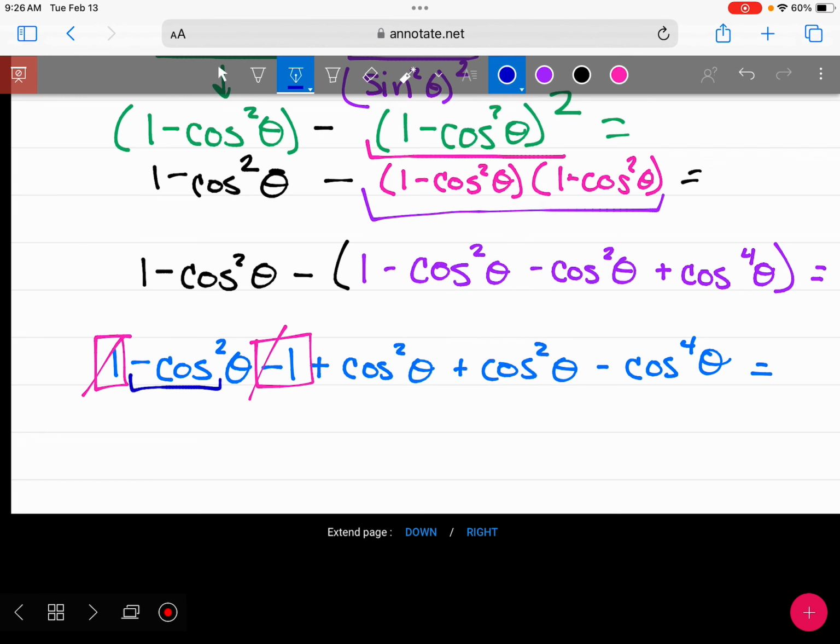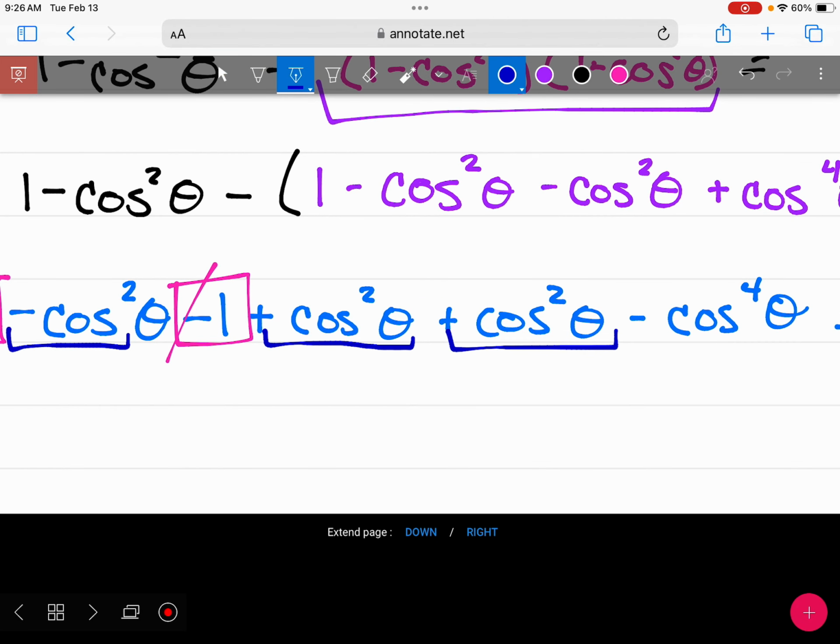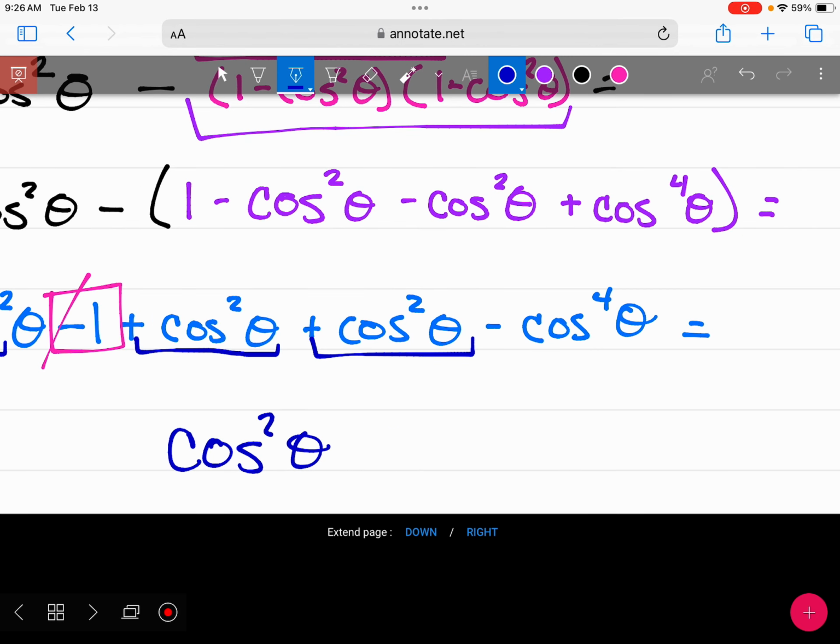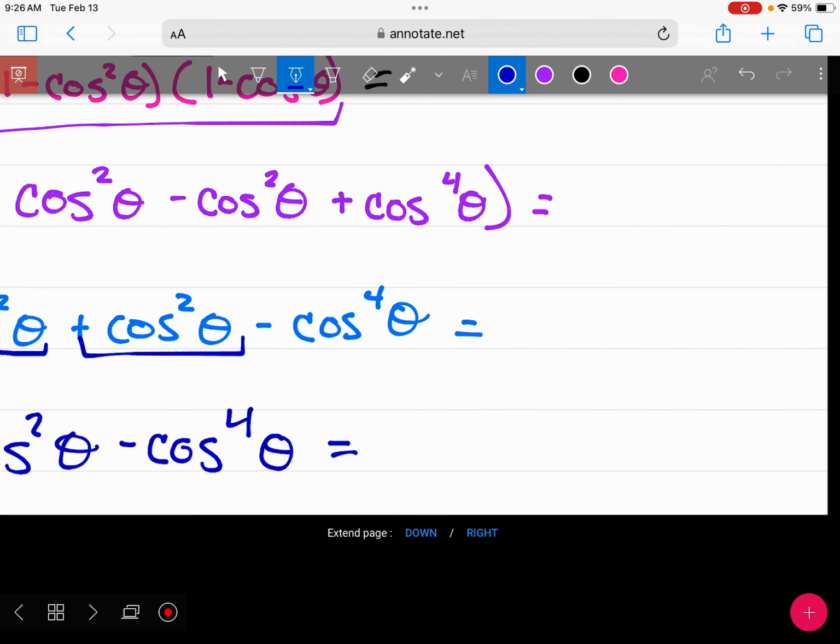Yeah, I've got minus cosine squared plus cosine squared plus cosine squared. So how many cosine squareds do we wind up with at the end? 1 cosine squared of theta. And then I have my minus cosine to the 4th of theta. Which is, if we look way back up at the top, exactly what I wanted this thing to equal. Cosine squared of theta minus cosine to the 4th of theta.